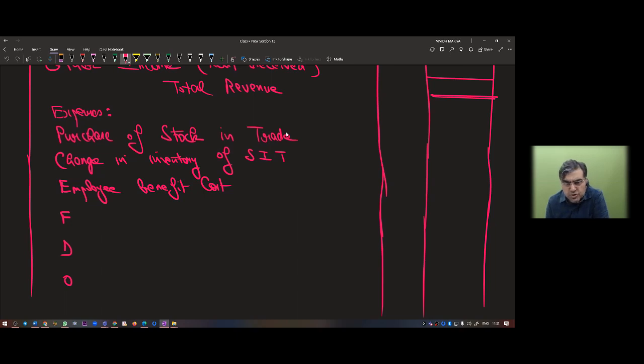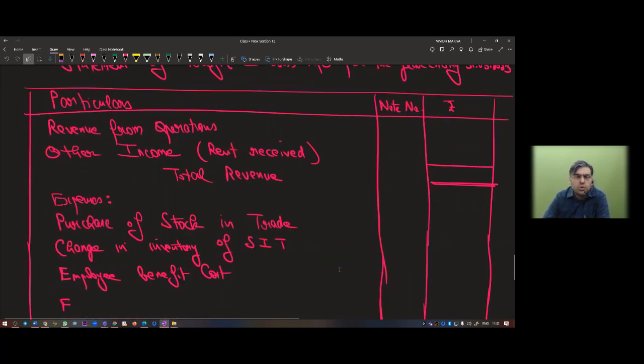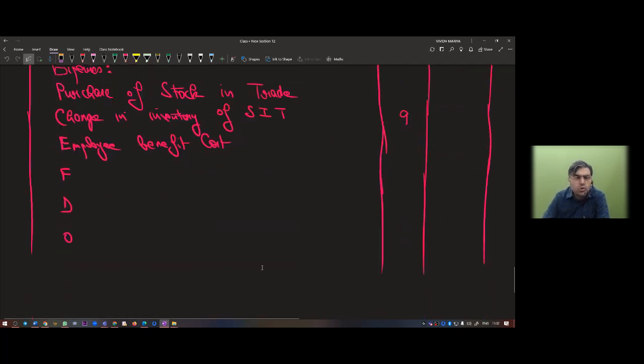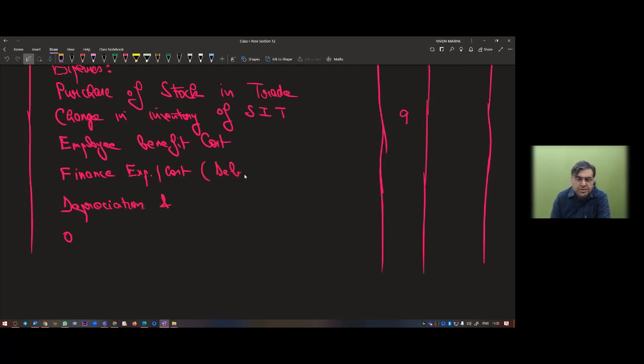Now, purchase of stock in trade, we need not make any note. Note number, no. Change in inventories, yes, I will make the note, note number 9. Employee benefit, no note is required. Finance expense or cost. This is actually debenture interest.